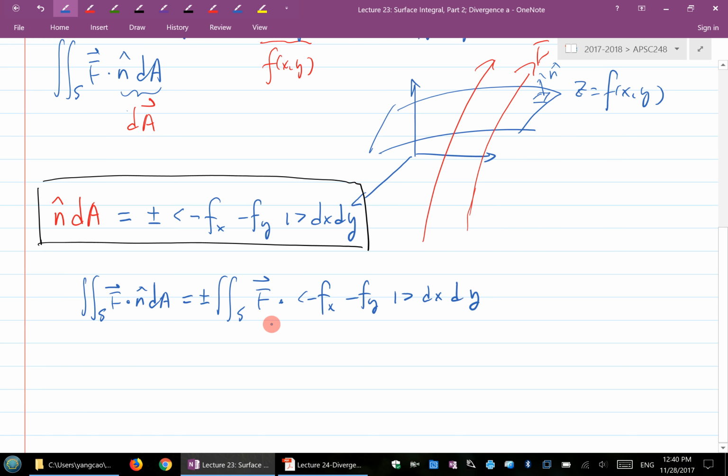I guess in the formula sheet it probably breaks down to one more step, basically assuming the vector field here has 3 components, M, N and P. You can substitute M, N and P back over here and see what that gives you.